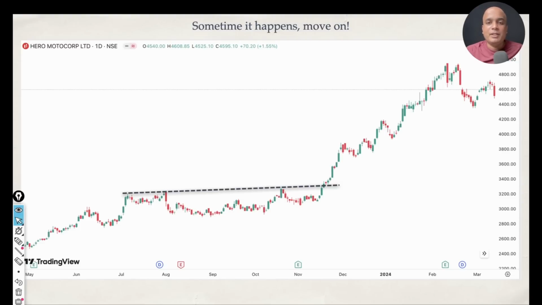One more example is another Hero Motocorp. In this case, sometimes these kind of moves do happen. That's why I've included this chart. Again, it's a Hero Motocorp chart. Let's say this is a powerful resistance trend line, but after the breakout, observe that price didn't come back to the resistance level. It rallied on the upside immediately. Sometimes these kind of moves do happen.